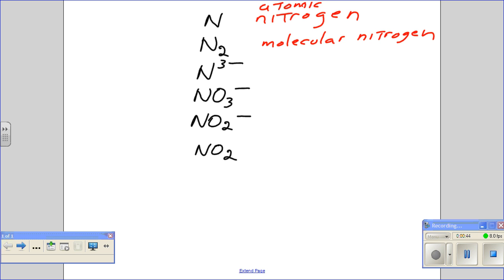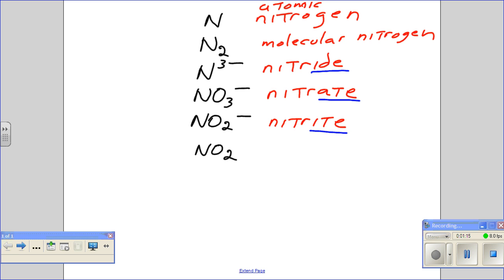Now here's where the ending of the words comes into play. Nitrogen with a 3- charge is called nitride. NO3 with a -1 charge is called nitrate. And NO2 with a -1 charge is called nitrite. Notice the endings: IDE, ATE, ITE.